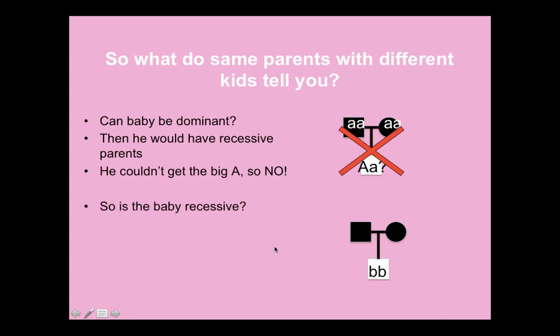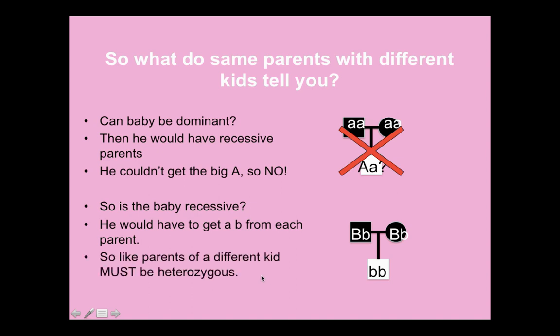Well, let's check it out. So if we put a little b here, and now remember, the parents are dominant and he is recessive, but he has to have gotten a little b, one from dad and one from mom. So since he got one from each of those parents, they have to be heterozygous. And so the shaded trait is dominant.